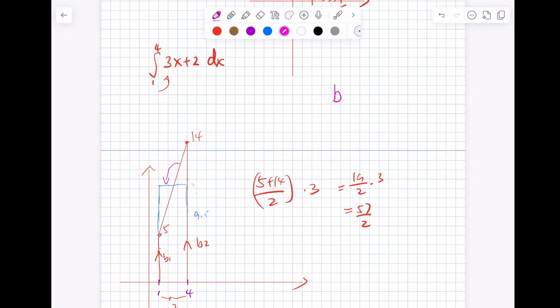Yes, the trapezoid area is base 1 plus base 2, divided by 2, times the height. And this is the area of a trapezoid.